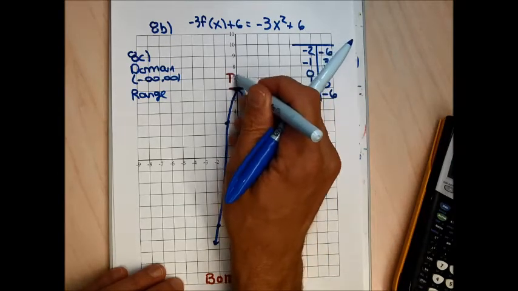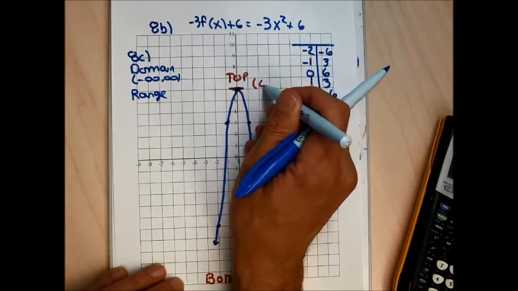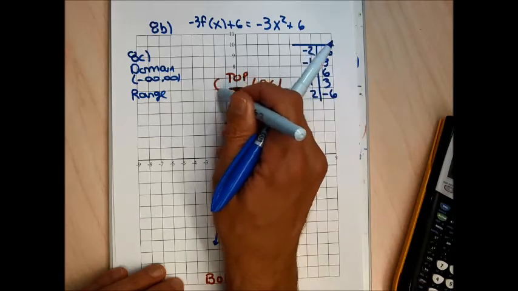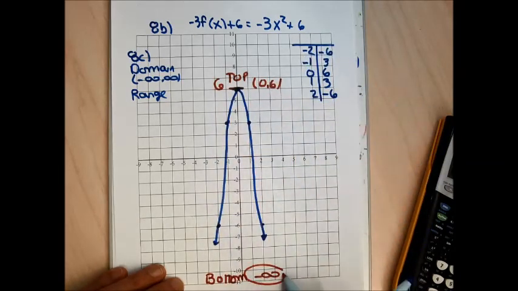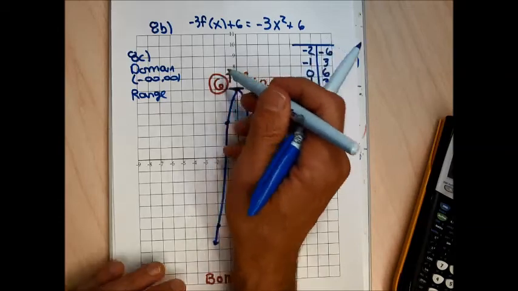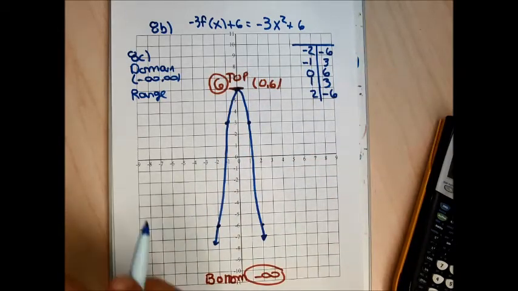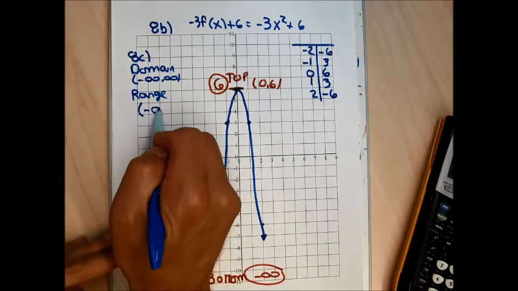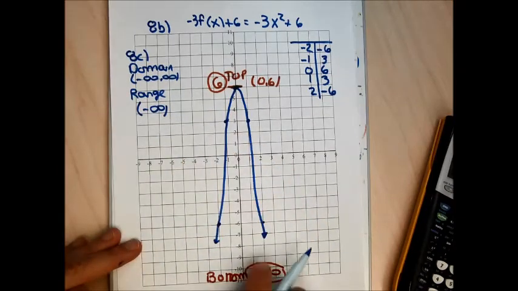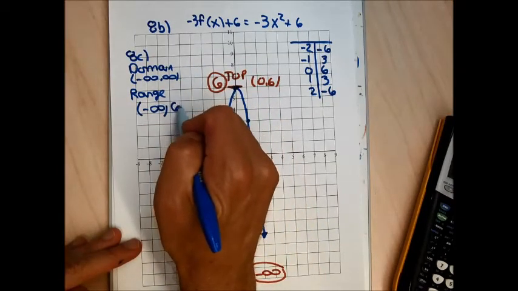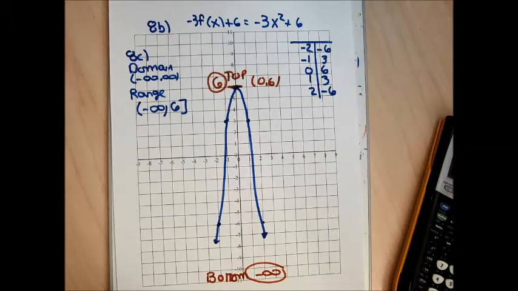The top of this graph is the vertex, which is the point 0, 6, and the y-coordinate of that vertex is 6. My range, I read from bottom to top, and I pick off y values. My range is going to be negative infinity, the bottom of the graph, to positive 6, the top of the graph. The 6 is going to get a square bracket because it is a point on the graph.